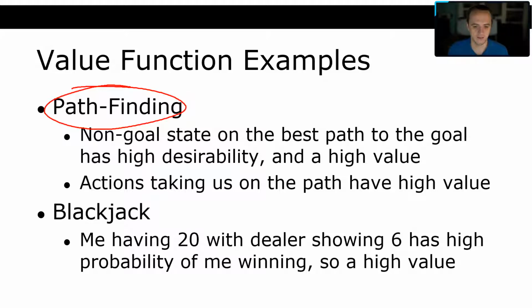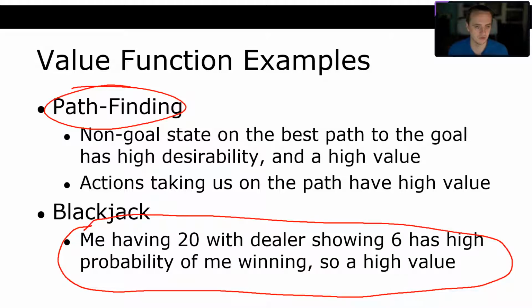Even though this state has a really high value, I could still get unlucky, right? The dealer could flip over a 10, and now he has 16, and then get a 5 and beat me. But on average, the expected value of this state is high, and so it would have a high value over time.